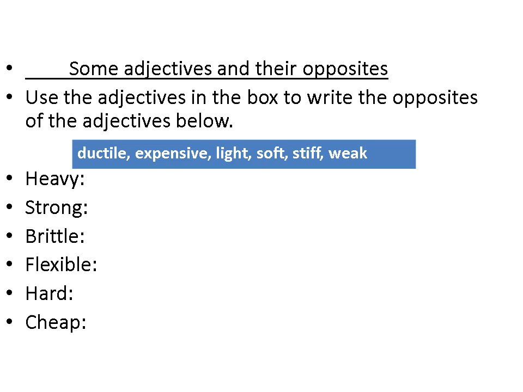Heavy is the opposite of light. Strong is the opposite of weak. Brittle is the opposite of ductile. Flexible is the opposite of stiff. Hard is the opposite of soft. Cheap is the opposite of expensive. These are the opposites. You have to remember the adjective and the opposite. So if I gave you, for example, in the exam, the opposite of heavy will be light, a very simple thing. You have to remember these so that when we describe the materials, you will be able to use them. Very simple thing, inshallah.